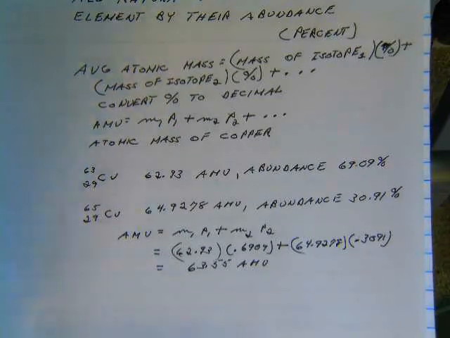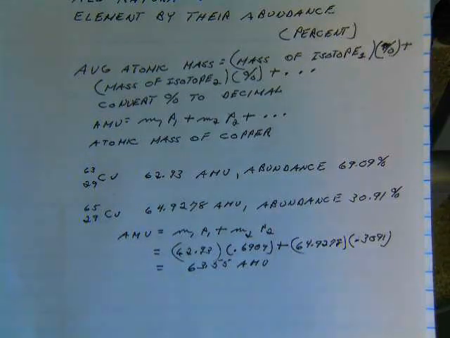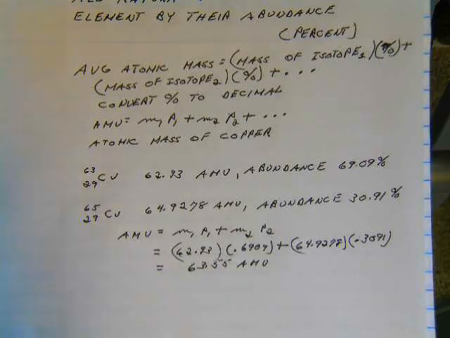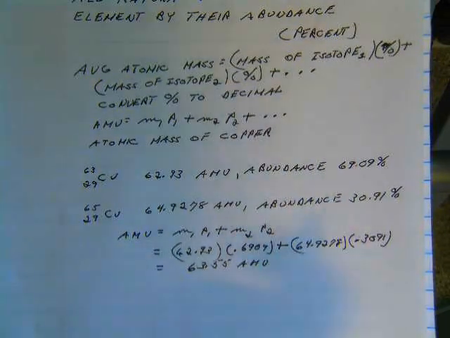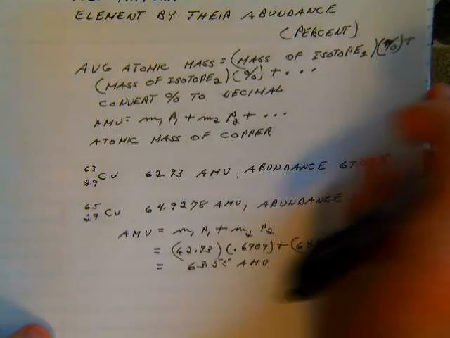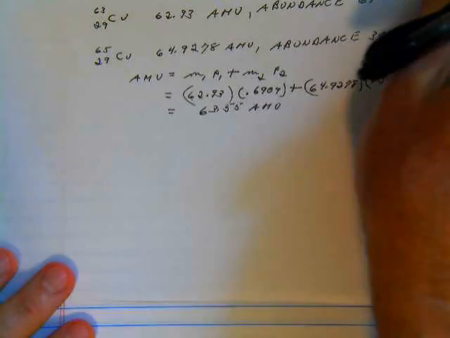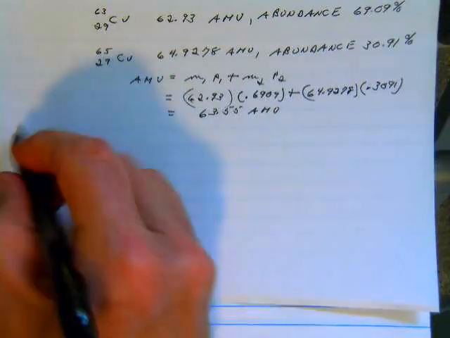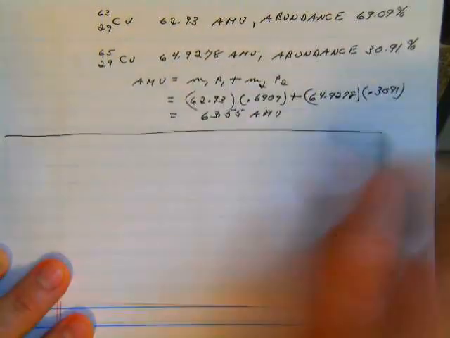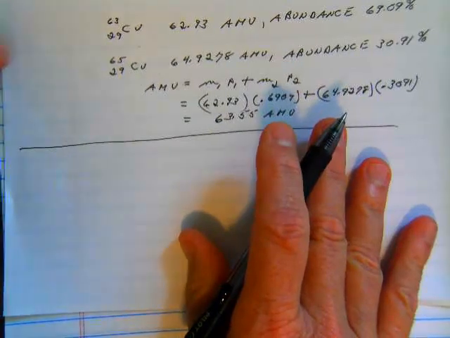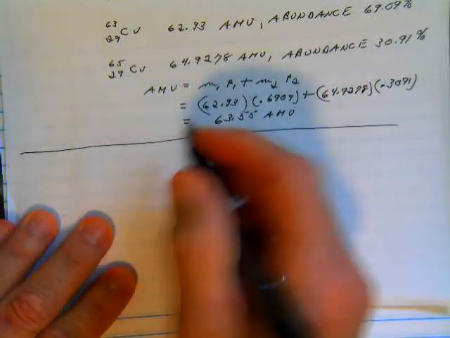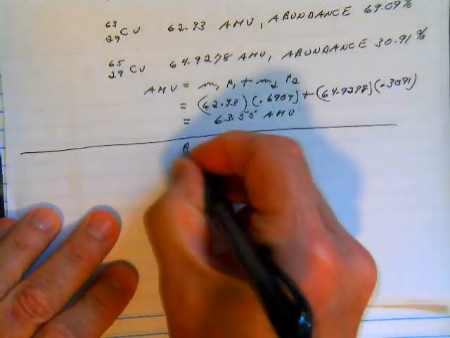It's the mass times the abundance, which is going to be in a percentage. Now, every once in a while, you may see a problem where you're going to have to determine the percentages. So let's take a look at one of those problems. Let's use boron for this one. Say we're going to look at the element boron.